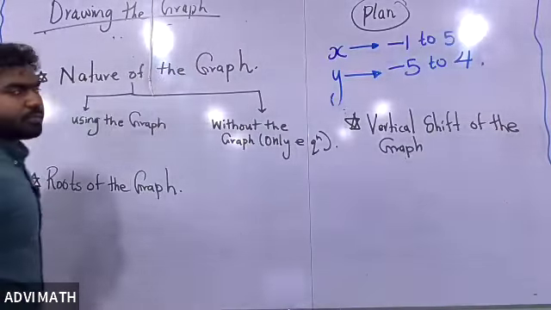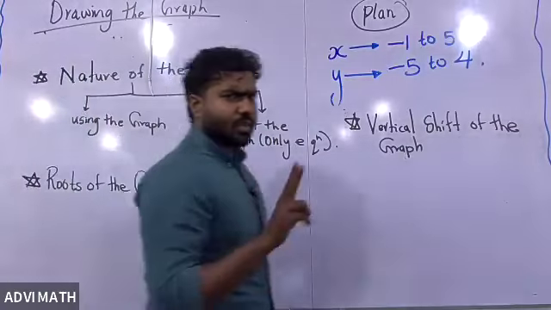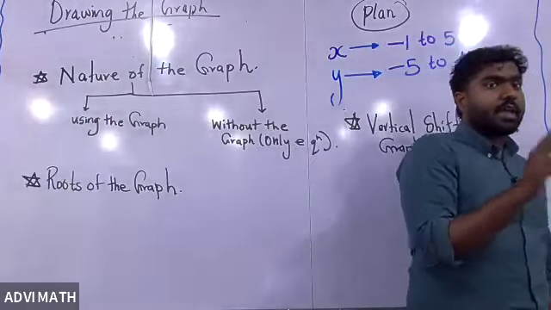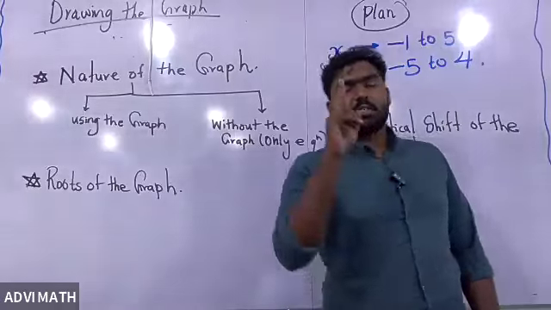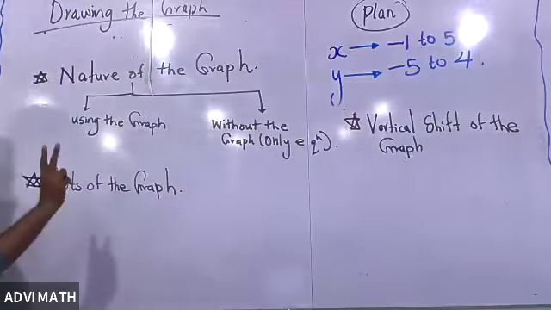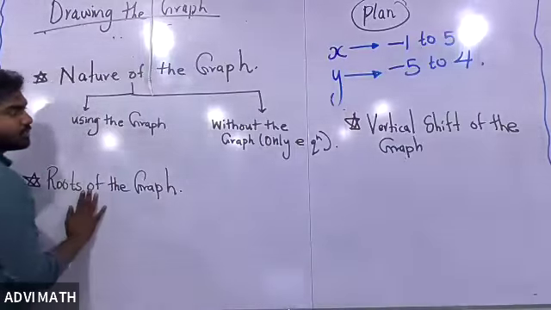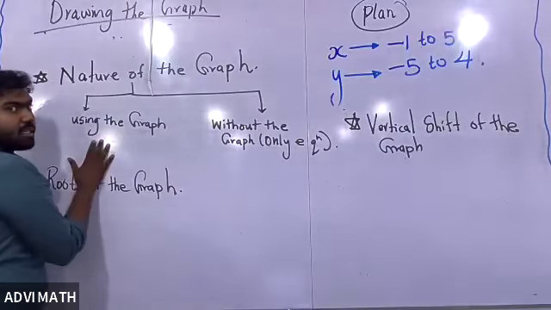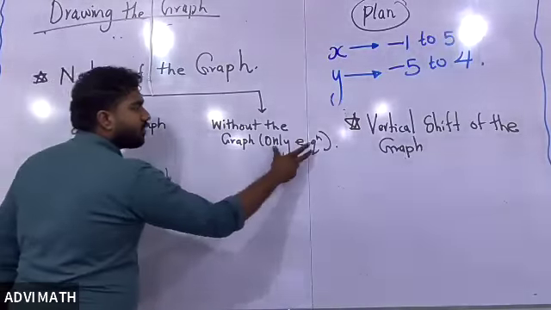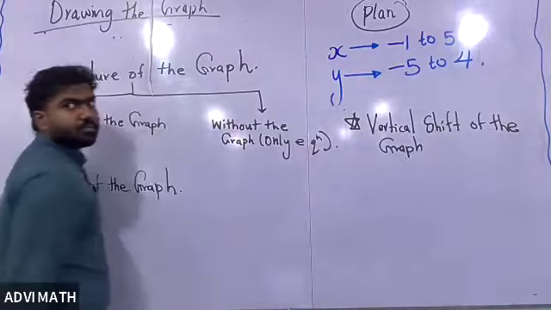Nature of the graph. I have two natures of graph. One graph is called your minimum graph, and the next graph is called what? Maximum graph. Now I can identify the nature of the graph in two ways. One, using the graph. Another one, without using the graph, that means with only the equation.